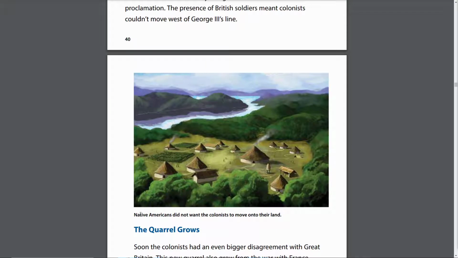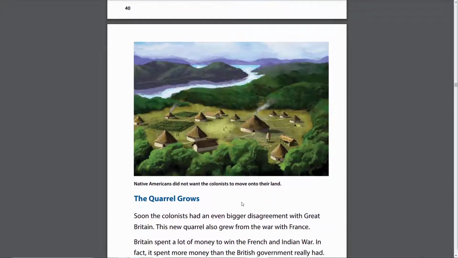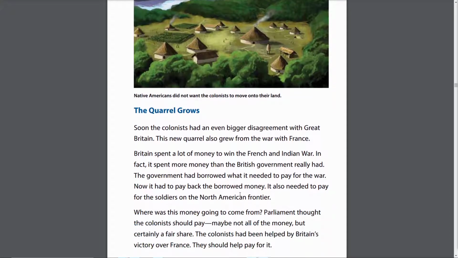So here's a picture, and the caption says, Native Americans did not want the colonists to move onto their land. All right, next section, the quarrel grows, or the fight. The situation between the colonists and the British Empire is raging. Soon the colonists had an even bigger disagreement with Great Britain. This new quarrel also grew from the war with France.